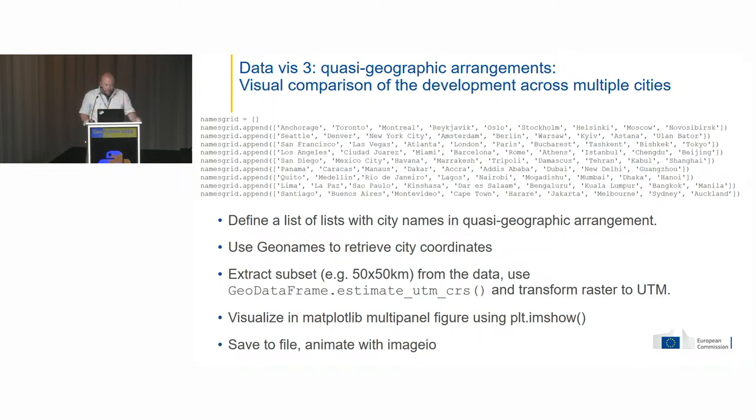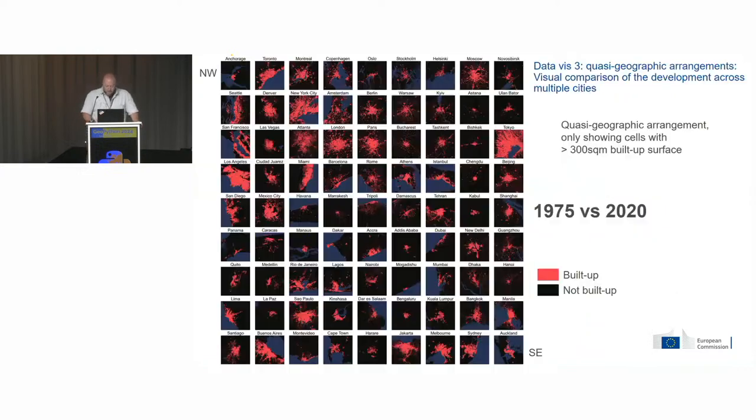So once we have the coordinates, we extract the subset from our data. Then we use a very useful function from GeoPandas, which is estimate_utm_crs, which basically gives you the EPSG code of the UTM projection for each of these cities. So we don't want to show it in the Mollweide projection because cities in the extremes are very distorted. So we automatically transform or reproject the rasters to the local UTM zone. That's what you see here.